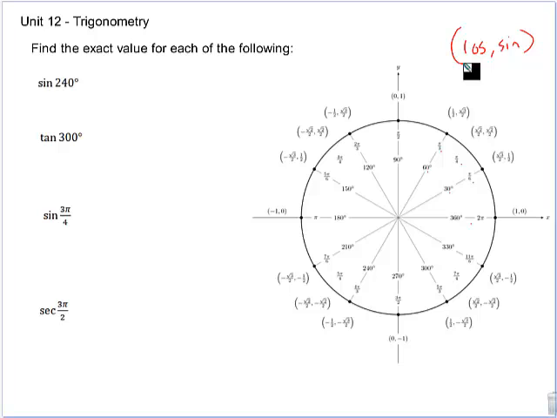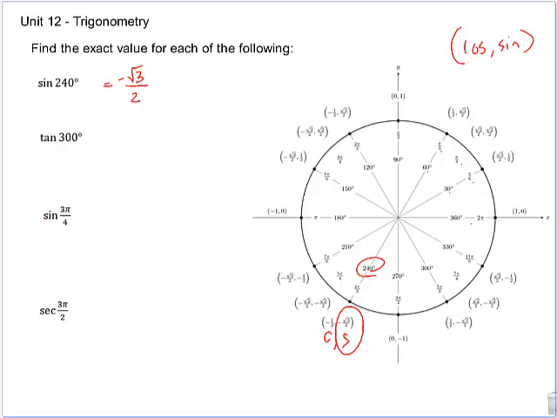So if we want to find the sine of 240 degrees, we first have to find 240, which is right here. We go down and we see this is the cosine value and the sine value. Well, the sine value is negative square root of 3 over 2, so this exact value would be negative square root of 3 over 2.